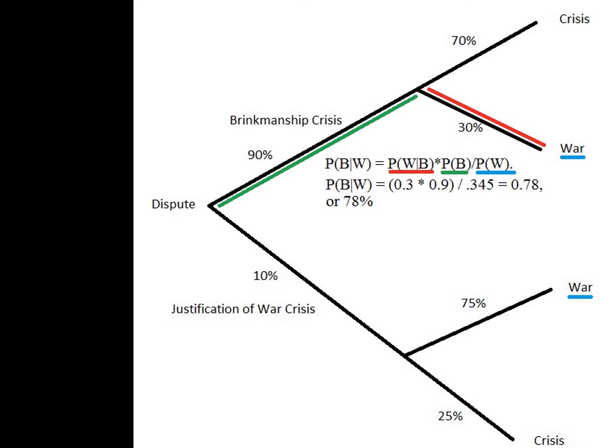So we can see that here it's going to be 0.3, which is the probability of war from a brinkmanship crisis, times 0.9, which is the probability that it is a brinkmanship crisis, divided by the value that we calculated earlier, 0.345, which is the probability of war, and that leads us to 0.78 or 78%. So given that a war has occurred, what is the probability that war was caused by a brinkmanship crisis rather than a justification of war crisis? Well, it's 78%.